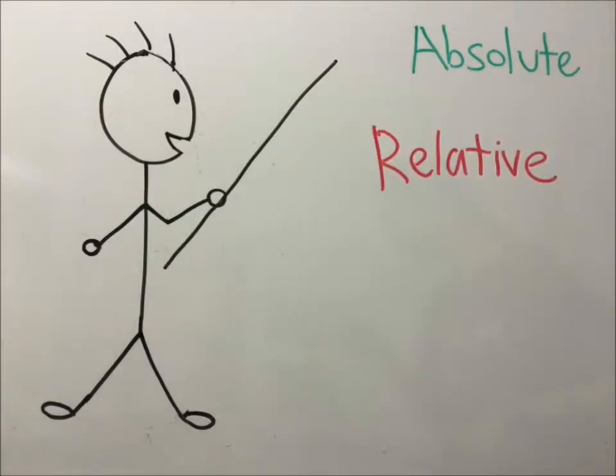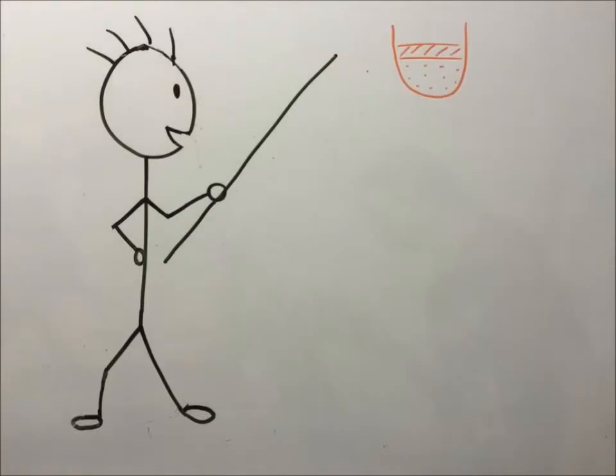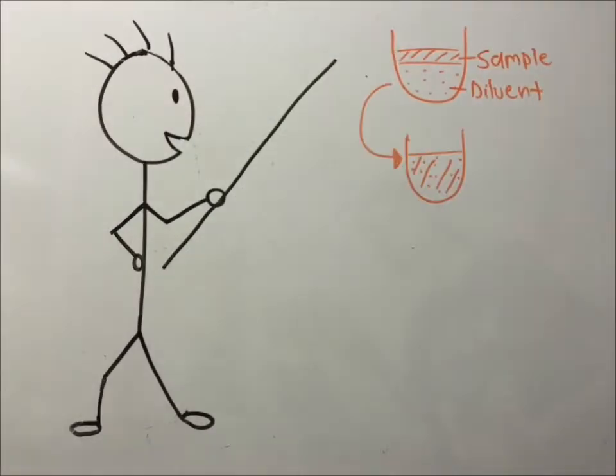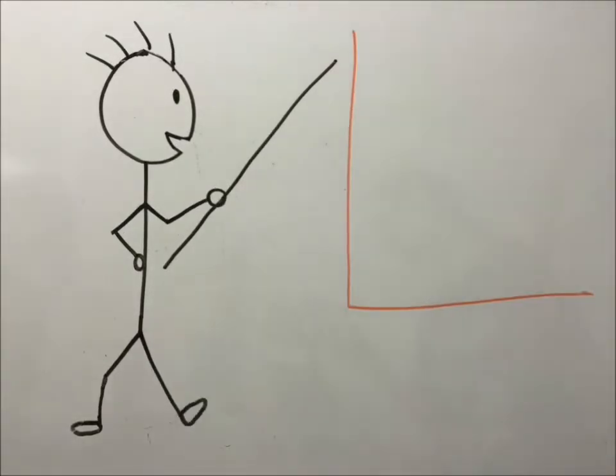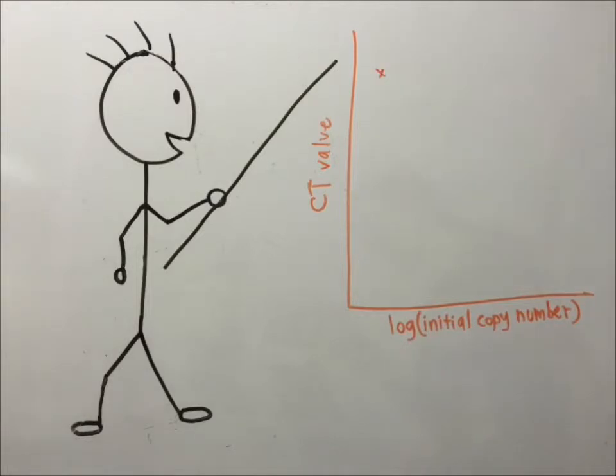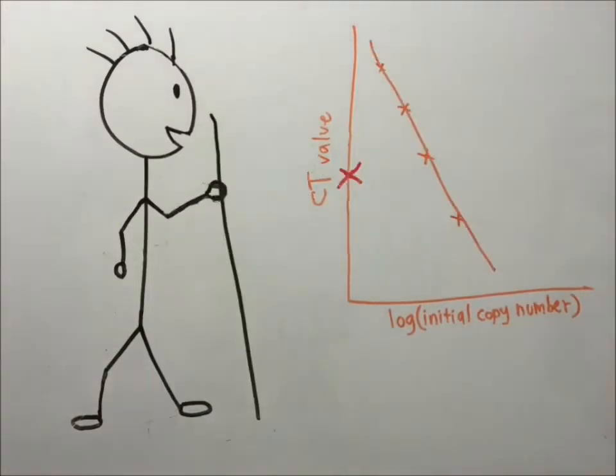Using a sample with a known number of template, Tom can perform serial dilutions and perform qPCR using these known standards to obtain CT values for each dilution. When these CT values are plotted against the log of the initial copy number, a standard curve is created that can be used in absolute quantification to determine the starting copy number of an unknown sample.